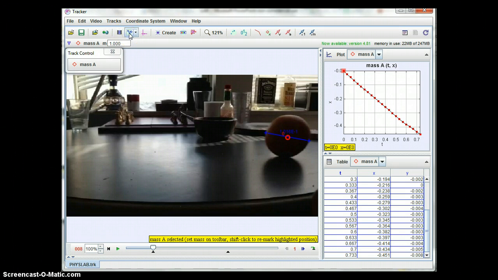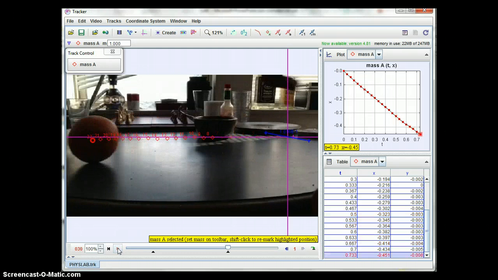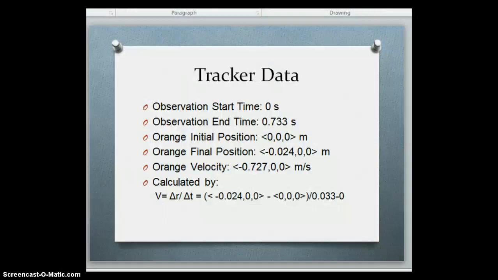Then I had to set up the coordinate system upon which the orange actually moved. You can see the center of mass follow the orange as it rolls across the table as well. In this case, the object is moving in the negative x direction, or to the left across the table. The data that I obtained from Tracker are as follows.